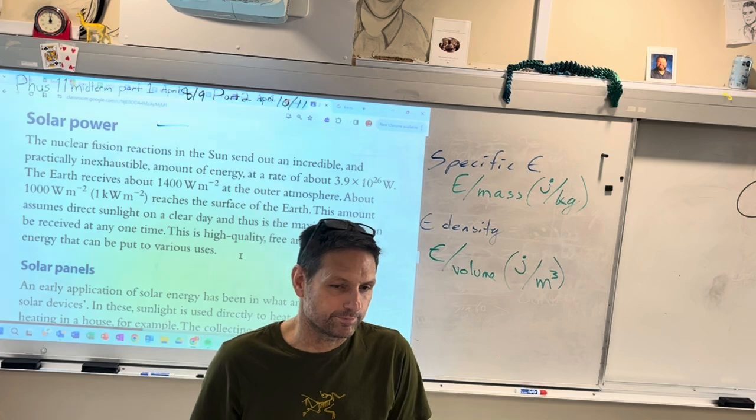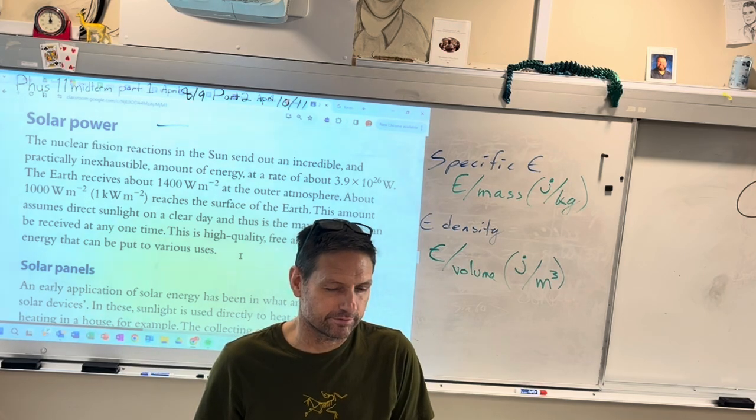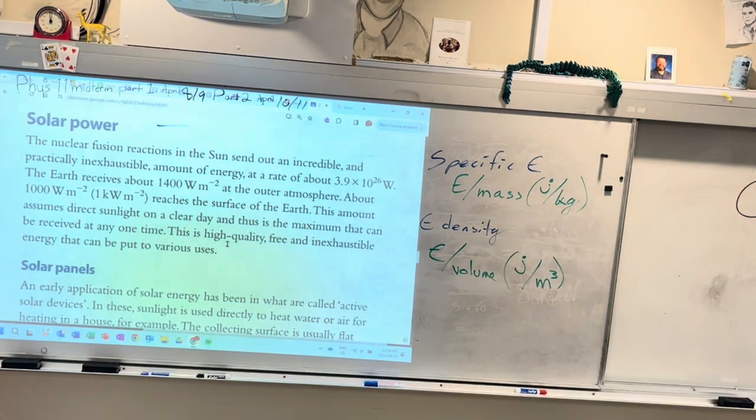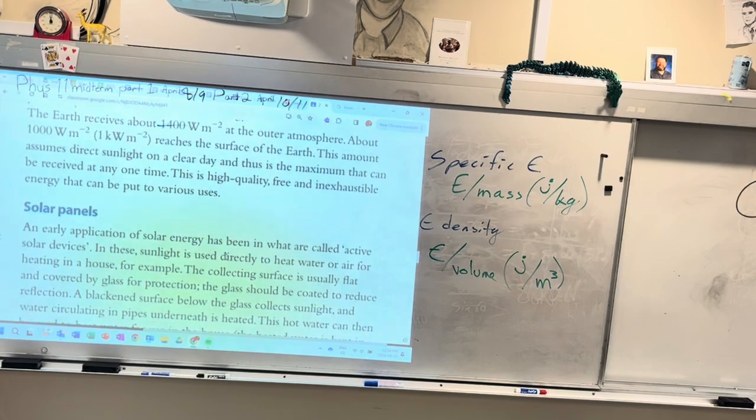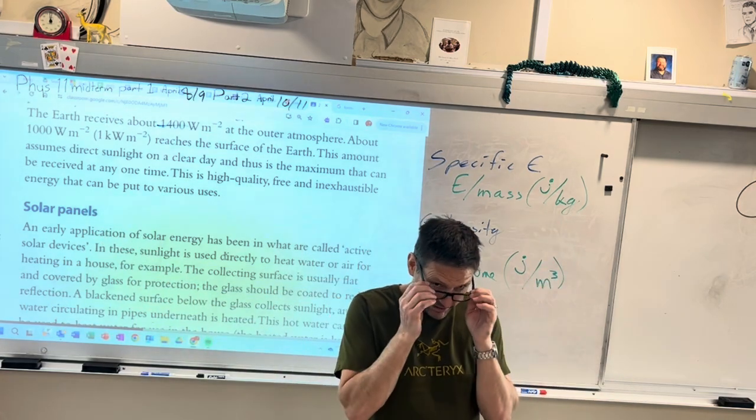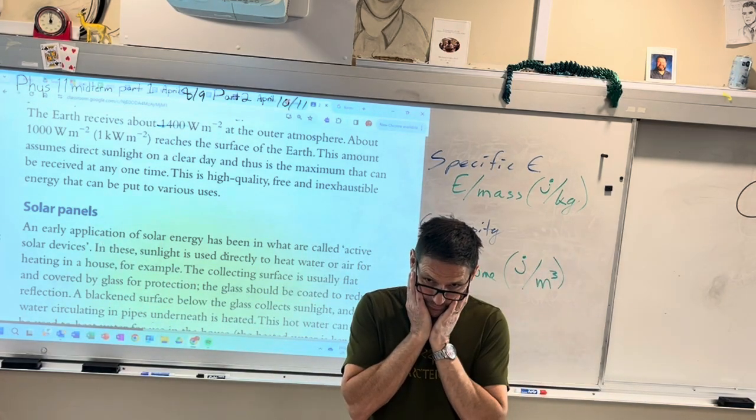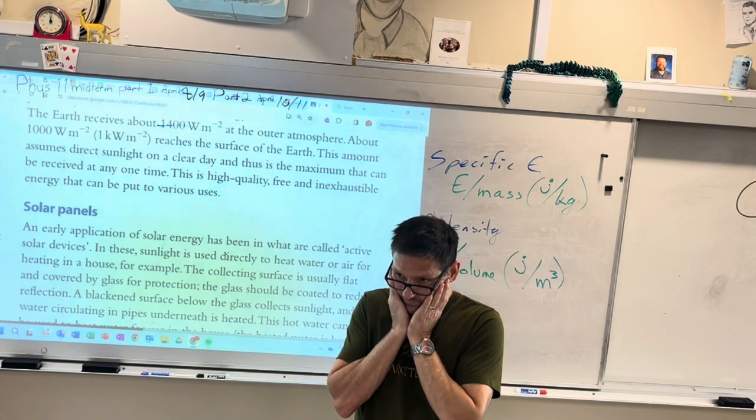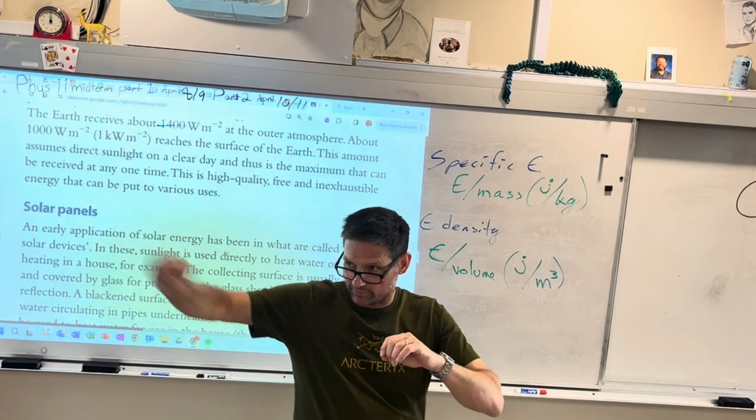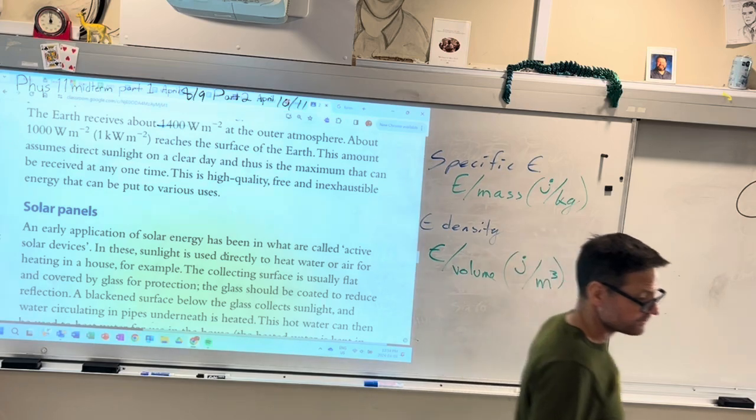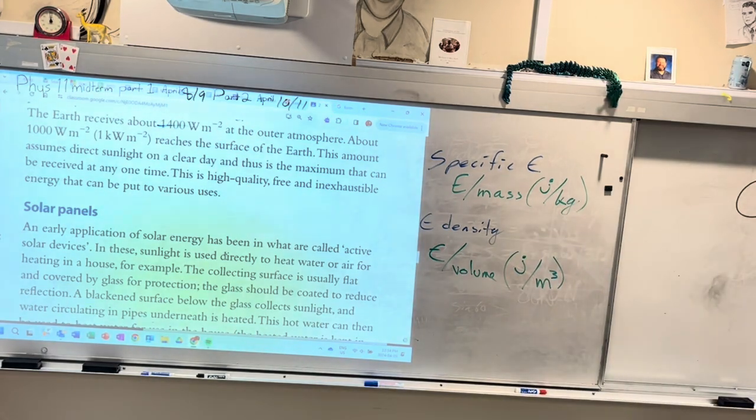But there's a problem. The solar panels that we use are fairly inefficient. And it hasn't been adopted very well. You get 1,400 watts per square meter at the outer atmosphere, but on the surface it's more like 1,000 watts per square meter. Why? Because it gets deflected all the time. Yeah. Some of it gets absorbed and scattered, some of it gets just reflected back into space. Right? So we don't get all of it.